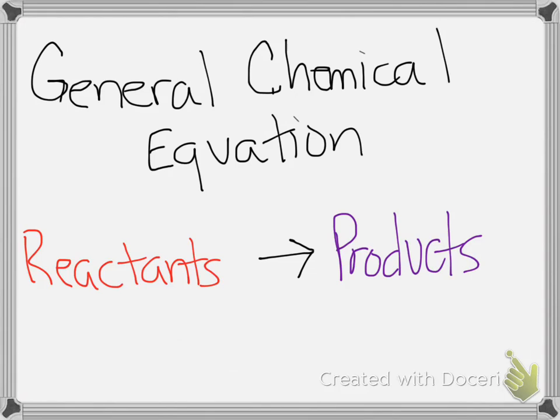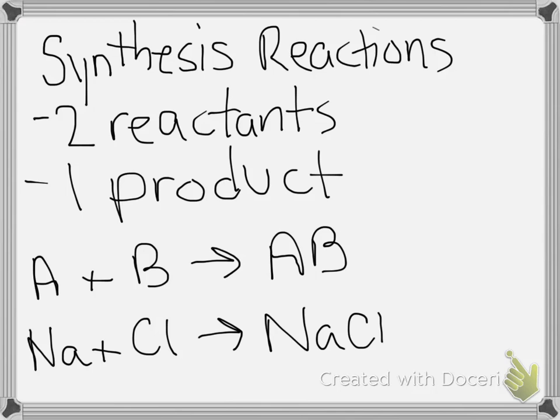To begin with, in a general chemical equation, it doesn't matter what type of reaction we're looking at, the reactants are always going to be listed on the left side of the arrow, and the products are always going to be listed on the right side. You'll always see it in this format in this class. So you should be able to look at a problem and tell me what the reactants are and what the products are. Now there are four types of reactions that we're going to look at in this unit.